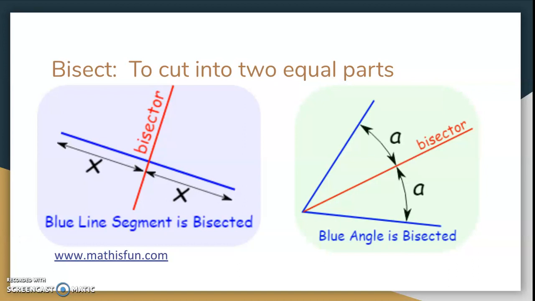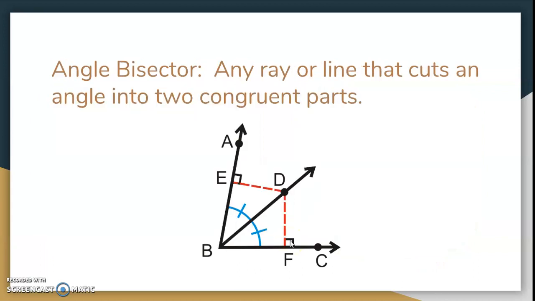First, I'll remind myself what it means to bisect. Bisect, of course, means to cut into two equal parts. As you notice here, you've got two pictures. The red line is bisecting the blue line. It is cutting it into two parts that are equal. Both of them are equal to a value of x. Same thing happens on this side. The red line is bisecting this blue angle. They're both equal to a value of a. So bisect means to cut into two equal parts.